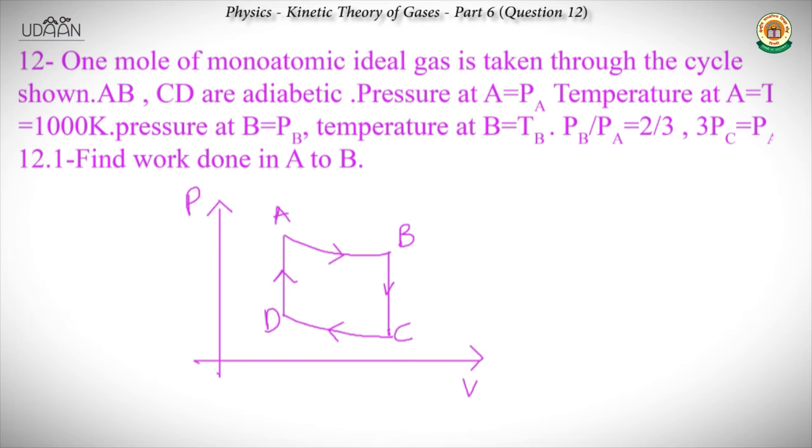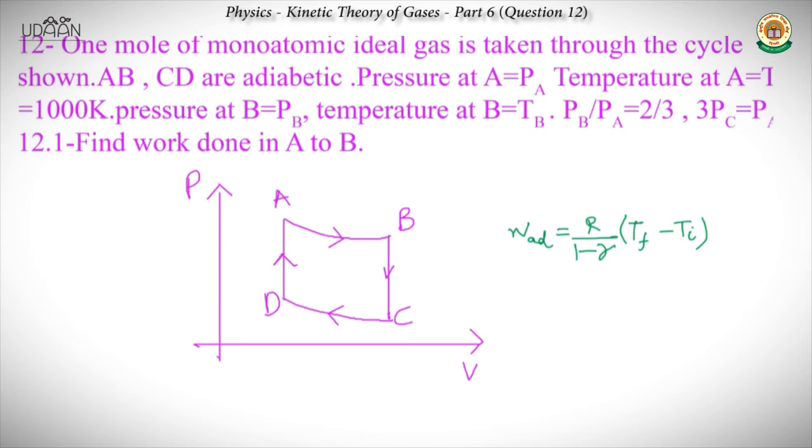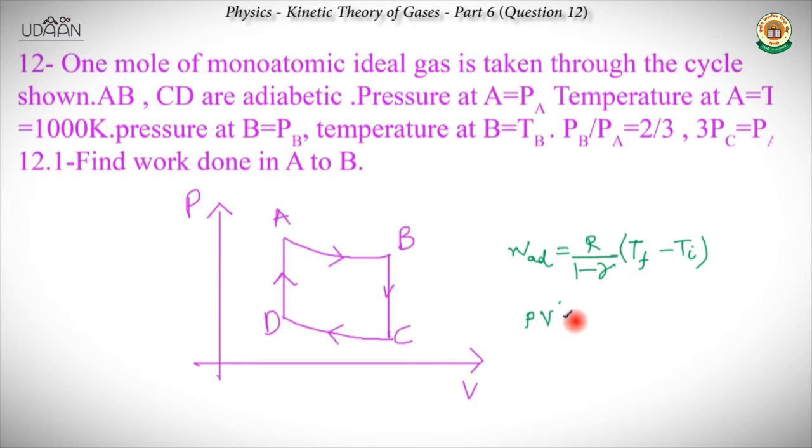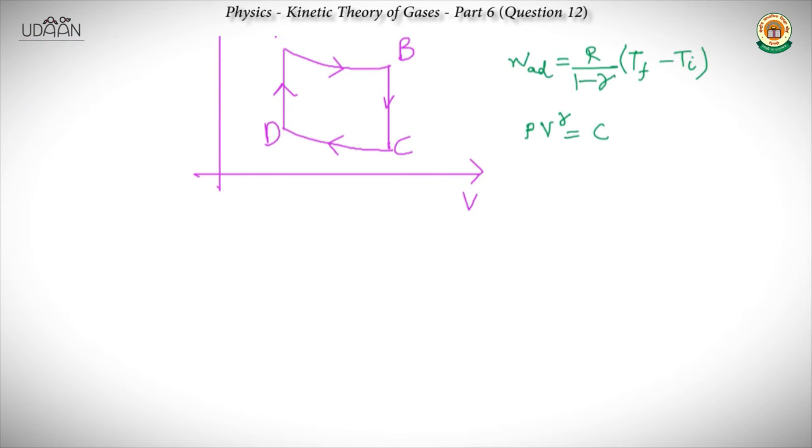So for finding the work done, AB is an adiabatic process, and for an adiabatic process the work done equals R divided by 1 minus gamma, times T final minus T initial. So if we are able to find the particular temperatures, then we can find the work done very easily. For an adiabatic process, we also know that PV to the power gamma is constant. So we have to play along with these formulas to get the particular values. Let's see how these manipulations are done.